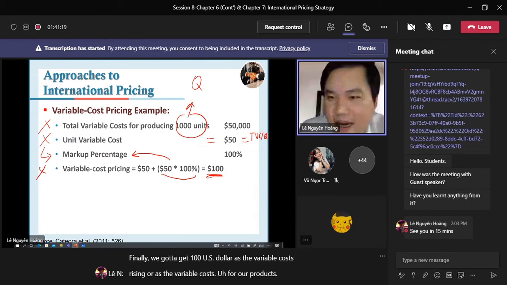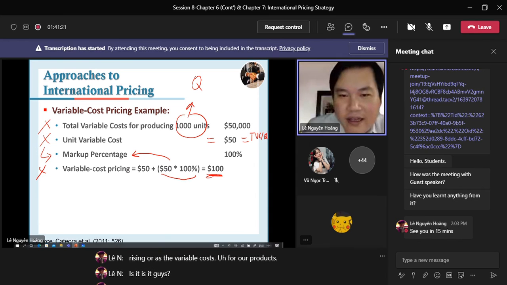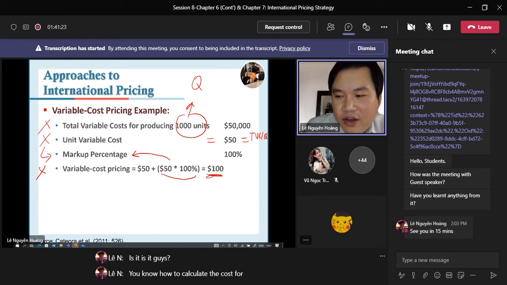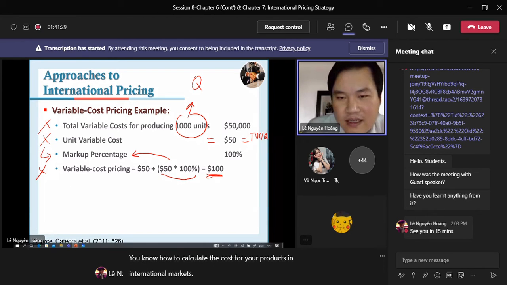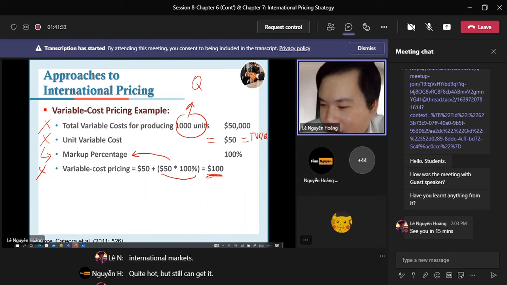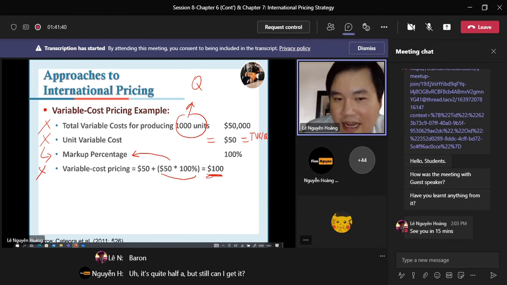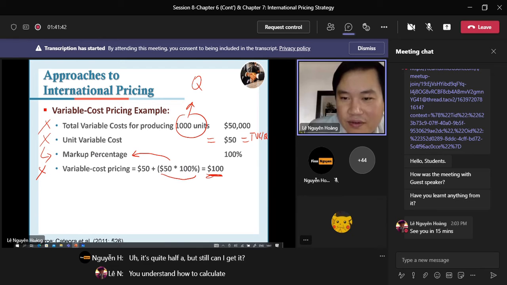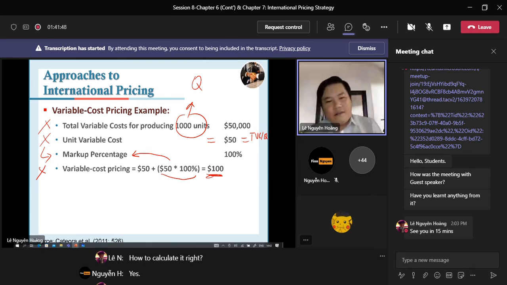Is it easy, guys? You know how to calculate the cost for your products in international markets? Quite hard, but still can get it. You understand how to calculate it, right? Yes. Okay.